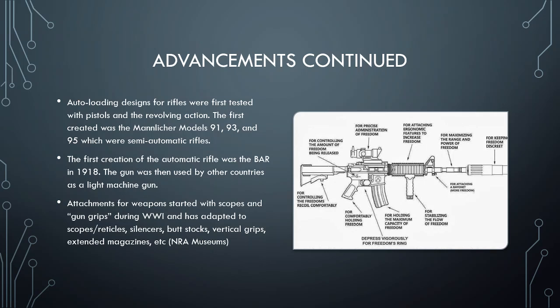Auto-loading designs for rifles were first tested with pistols and the revolving action. The first created were the Mannlicher models 91, 93, and 95, which were semi-automatic rifles. The first automatic rifle was the BAR in 1918. The gun was then used by other countries as a light machine gun. Attachments for weapons started with scopes and gun grips during World War I and have expanded to scopes/reticles, silencers, buttstocks, vertical grips, extended magazines, and etc.